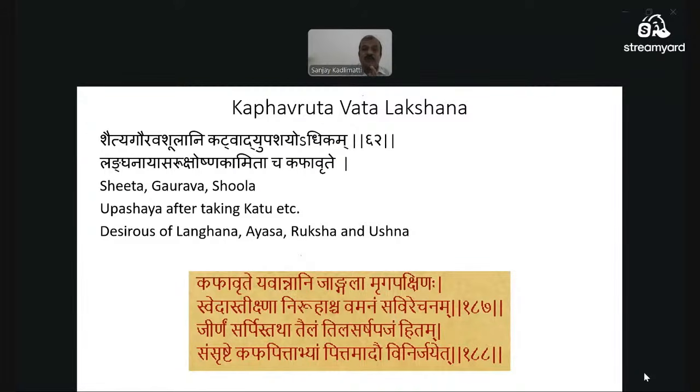Katvadi Upashayo Adhikam. Whenever he says Katu Adi Upashaya, the patient feels relief, because Katu can increase Vata, but the Avaraka is Kapha. That is why Katu first acts on the Avaraka, and he feels better. The patient desires Kamita: he wants to do fasting, he wants to do exercise, and he always wants to take something which is Ruksha and Ushna. If these are the symptoms, you should understand that it is Kapha Avrita Vayu.